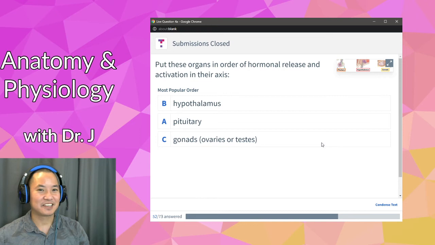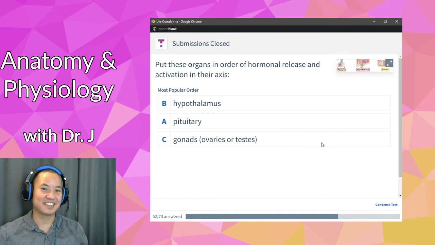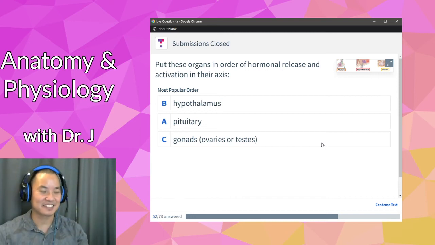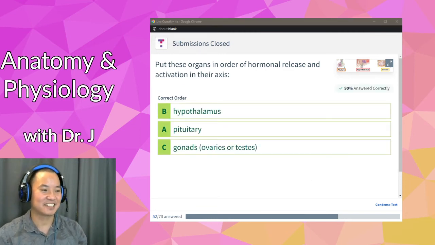So this is another mnemonic. When it comes to relationships, do you want to think with your gonads first, or do you want to think with your brain first? Brain over gonads, right? So just think hypothalamus, pituitary, gonads. HPG axis, that is the correct order. Don't think with the gonads first, think with the brain first.